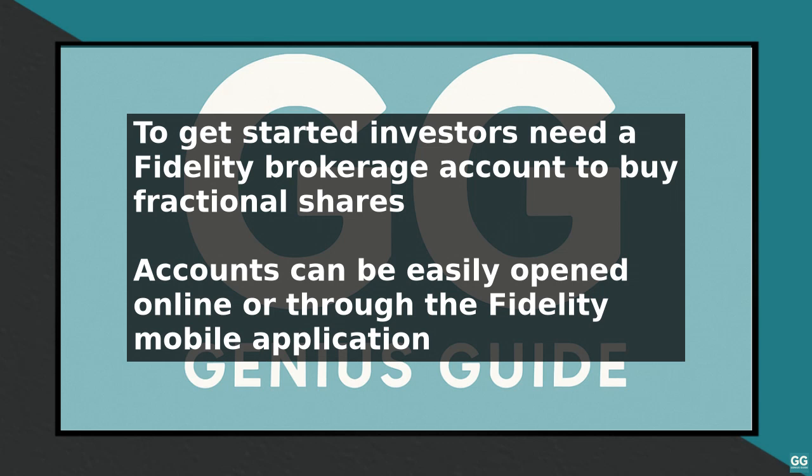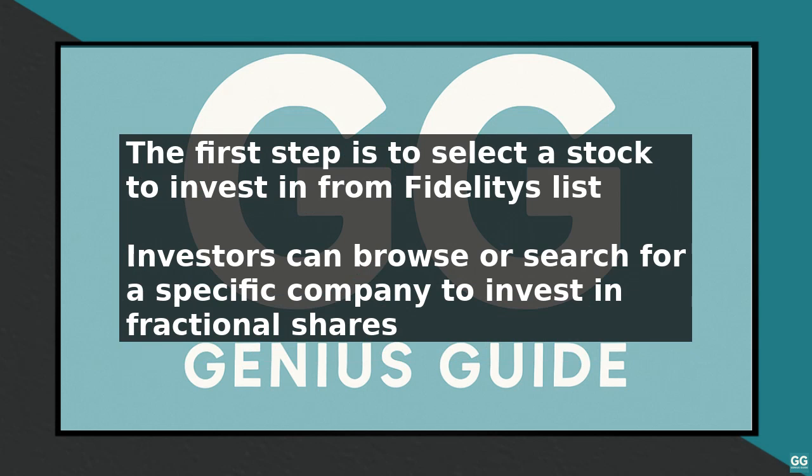Next, you will need to specify the dollar amount you want to invest, rather than the number of shares. This is a key difference between buying fractional shares and traditional whole shares. For example, if you want to invest $100 in a stock that costs $500 per share, Fidelity will automatically calculate the corresponding fraction of a share.